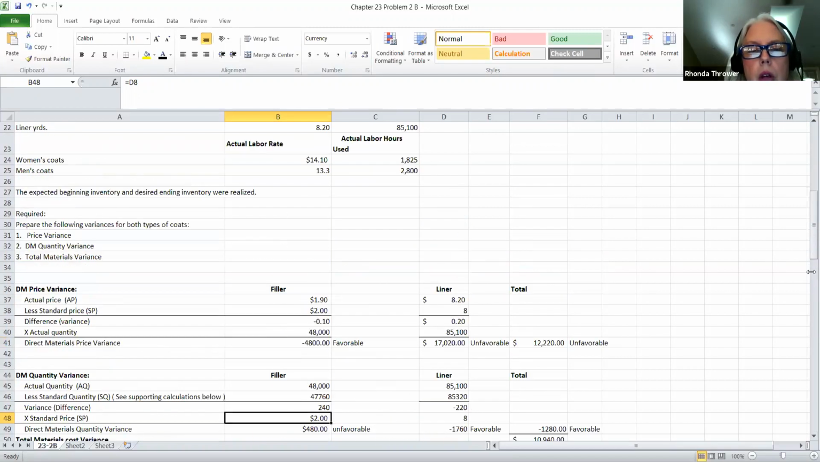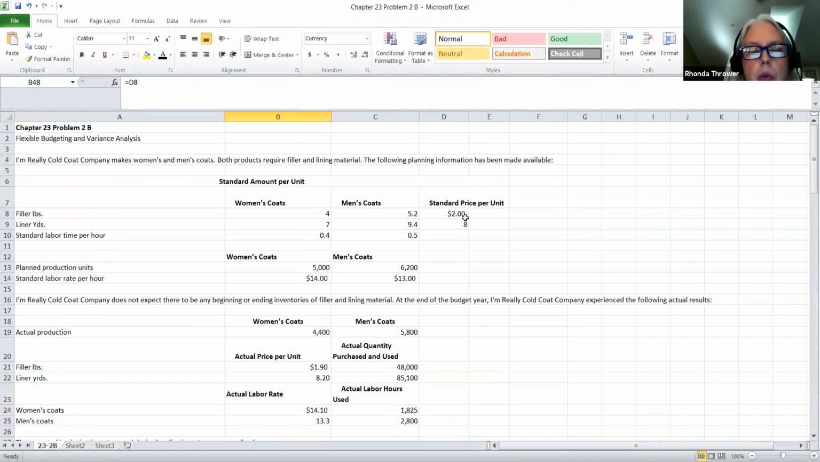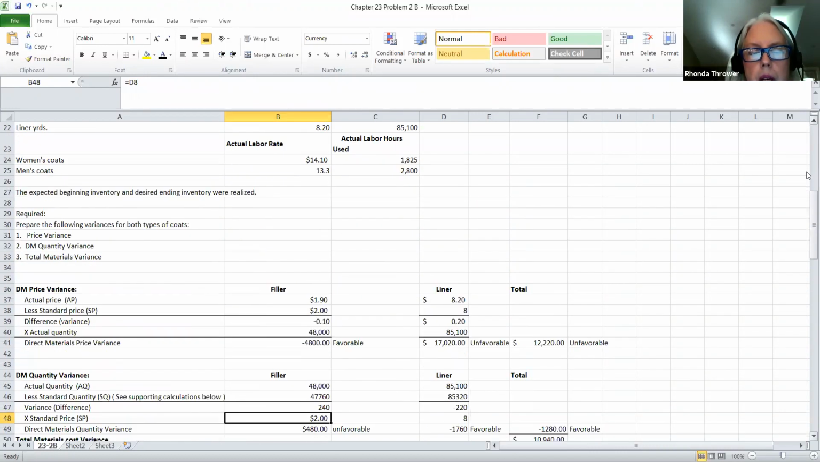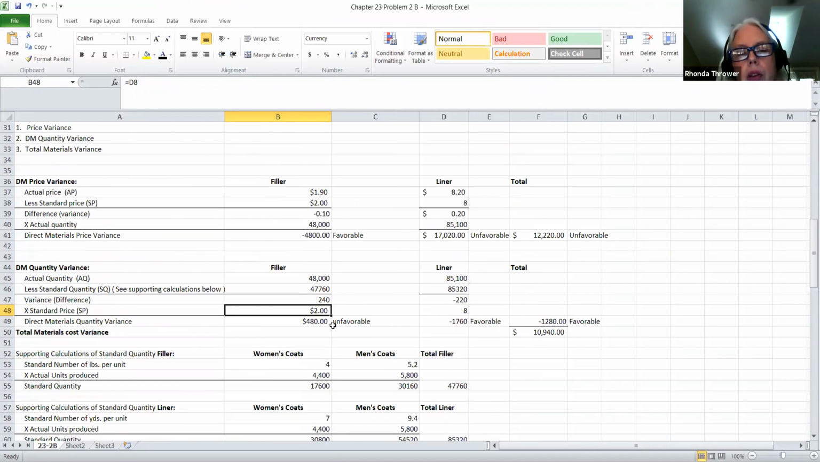And the budgeted price of $2 comes from right here. This is the standard price for the filler, or the budgeted cost for the filler is $2. So $2 times 240 pounds of filler gives you $480 as the direct materials quantity variance of the filler.